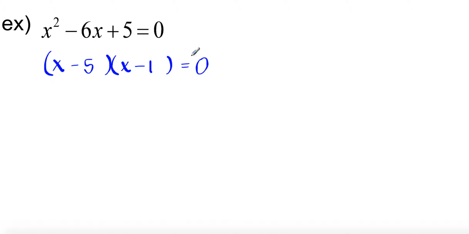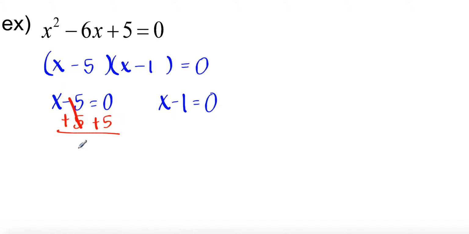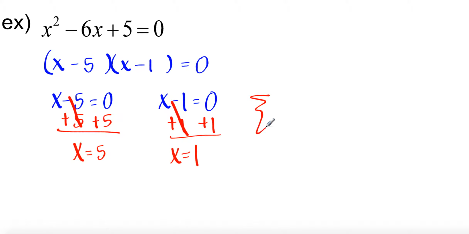Once you have the quadratic factored, you're going to set each factor equal to 0. x minus 5 is equal to 0, and x minus 1 is equal to 0. We simply solve both of these little equations. For the first, the 5's cancel, and we get x is equal to 5. For the second equation, we add 1 to both sides, the 1's cancel, and x is equal to 1. So our solution set is 1, 5.